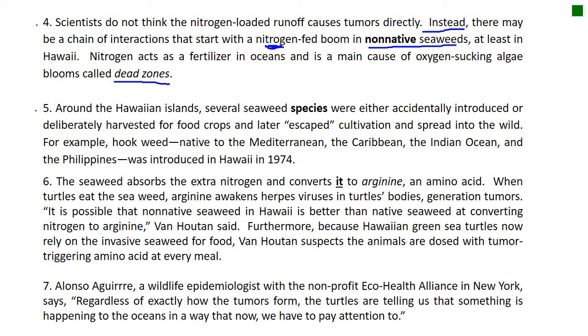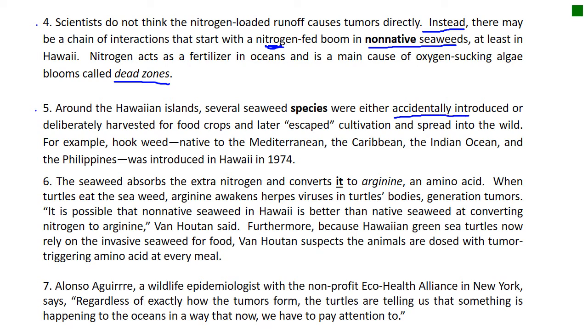Paragraph 5. Around the Hawaiian Islands, several seaweed species were either accidentally introduced or deliberately harvested for food crops and later escaped cultivation and spread into the wild. So how did those non-native or invasive seaweeds come to that area?